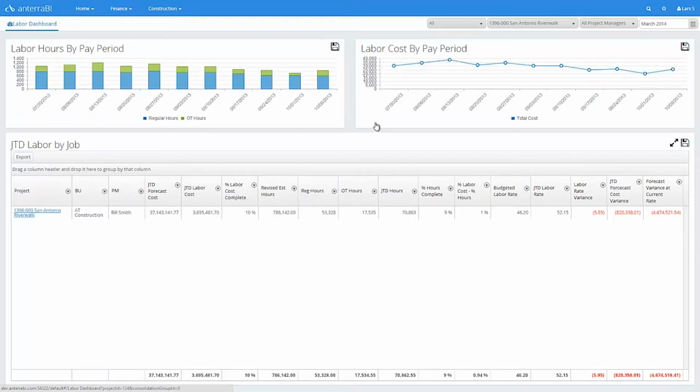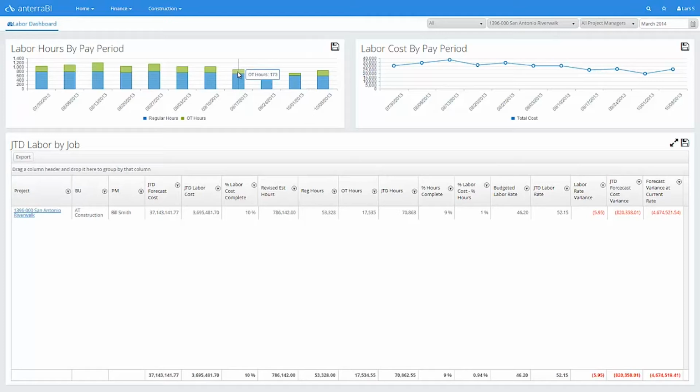As soon as we see the labor dashboard, a problem is obvious. Look at the labor hour bar chart. The bars show regular time in blue and overtime in green. We can see that there are a lot of overtime hours being recorded. You can see how many regular and overtime hours there are by pay period by hovering over each bar.